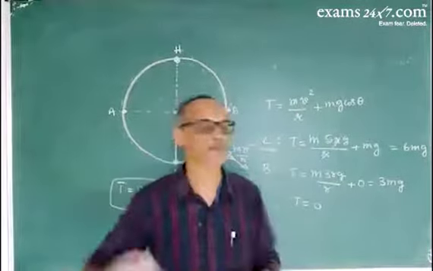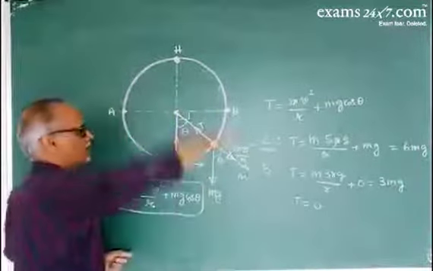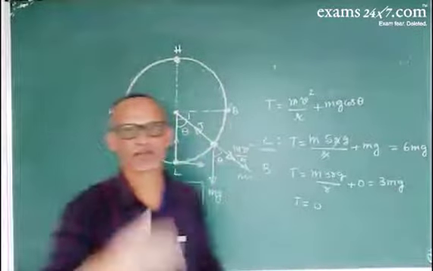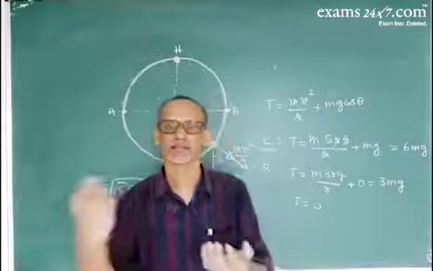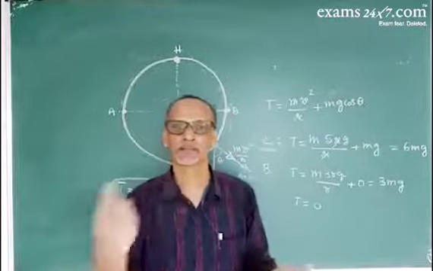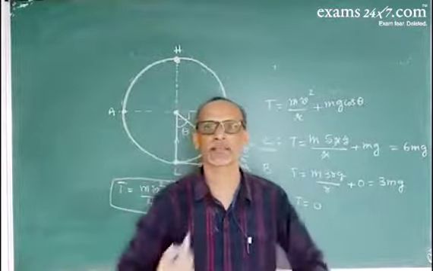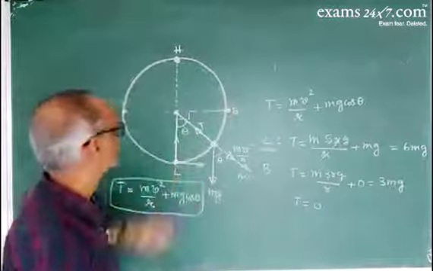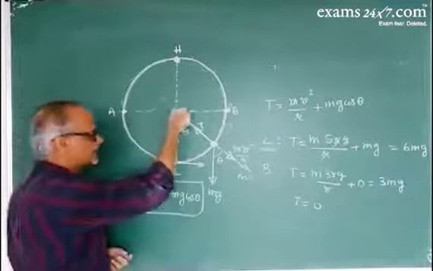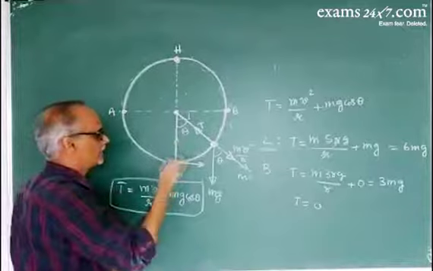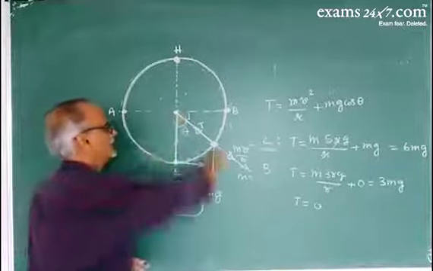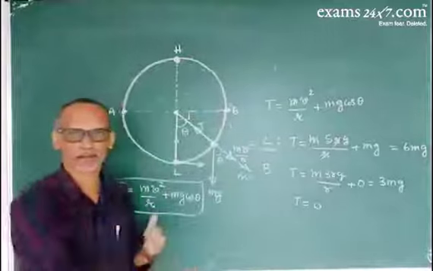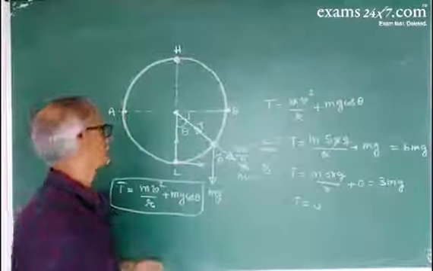When a particle moves in the vertical plane, it's very important. The particle has to move in the vertical plane, not in the horizontal plane. Because in the horizontal plane, its velocity is always uniform. There is no variation in the tension. The variation in the tension comes when a mass is tied to a string, and then when it is made to revolve in the vertical plane.